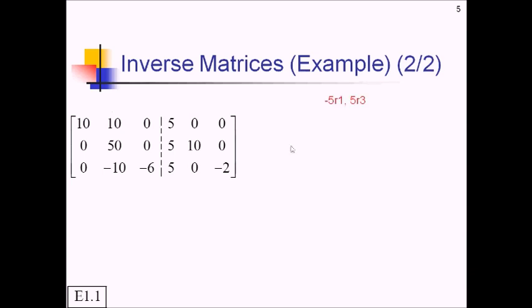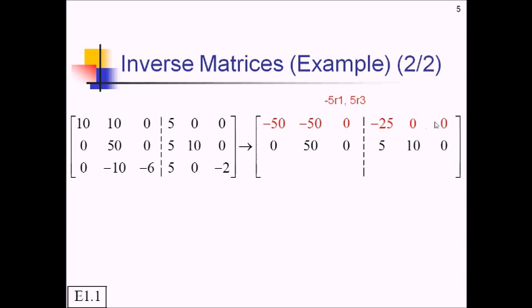Row 1 then, I'm going to get negative 10, negative 50, 0, negative 25, 0, and 0. Multiplying row 3 by the 5, I've got 0, negative 50, which is what I wanted, negative 30, 25, 0, negative 10. Now we add row 2 to rows 1 and 3.